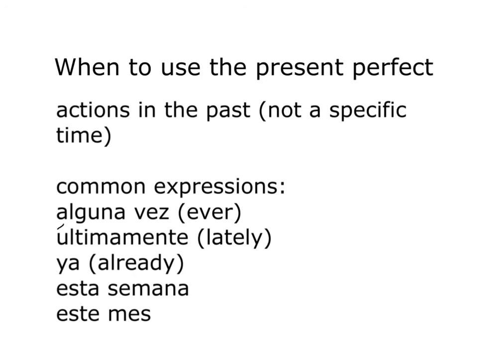So we know how to make the present perfect. Now, let's ask ourselves when to use it. We'll be doing a lot of practice in class. The present perfect in English and in Spanish is used for actions in the past, not a really specific time like last Tuesday, but something looser like recently or lately or sometime last week. Here are some common expressions that we'll be using in class. Alguna vez, like have you ever visited Philadelphia?